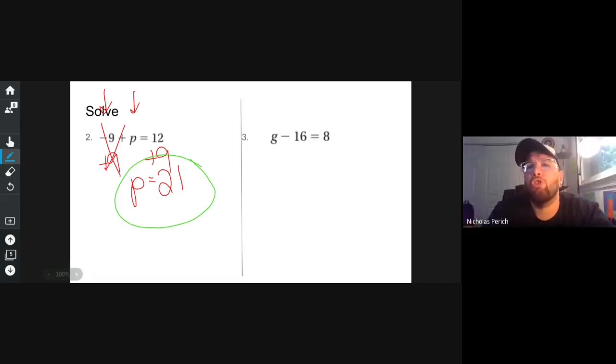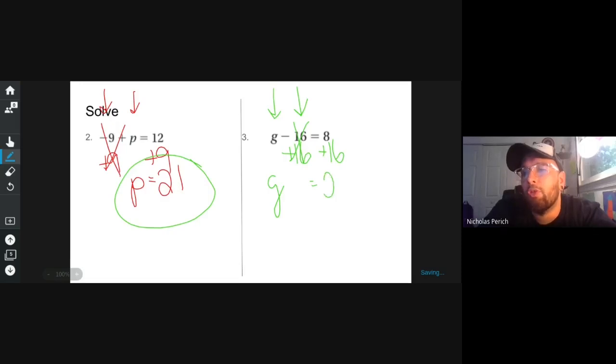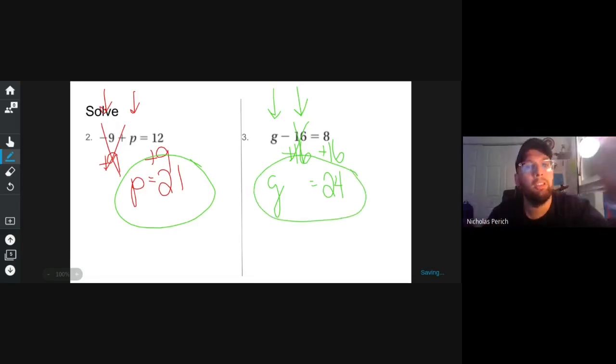Problem 3. Is G all by itself? I don't think so. What's in the way? Minus 16. How do you get rid of a minus or negative 16? You do the opposite, which is positive, or add 16. Add 16. Cross that out. Bring down the G. 8 plus 16 is 24. See how fun it is? Simple indeed.